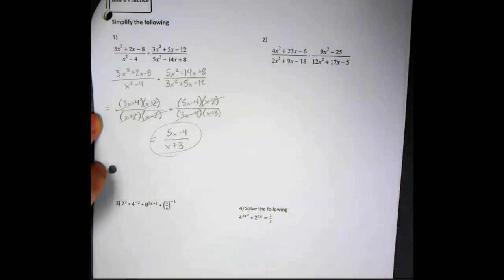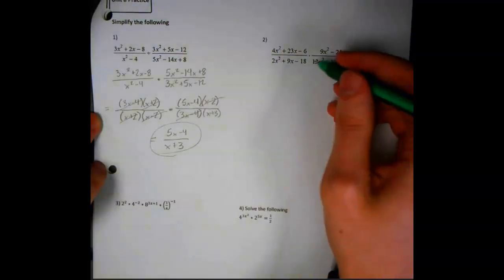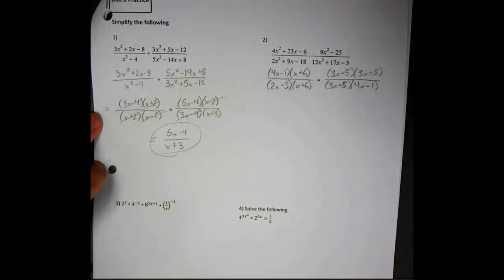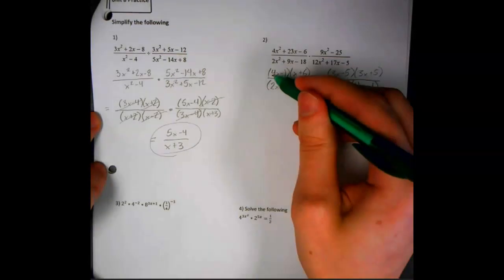For the second problem, we do not need to flip because we are multiplying. So we just need to factor. And again, after you're done factoring, it should look something like this. And now you just need to cancel out whatever, again, is on the top or bottom.